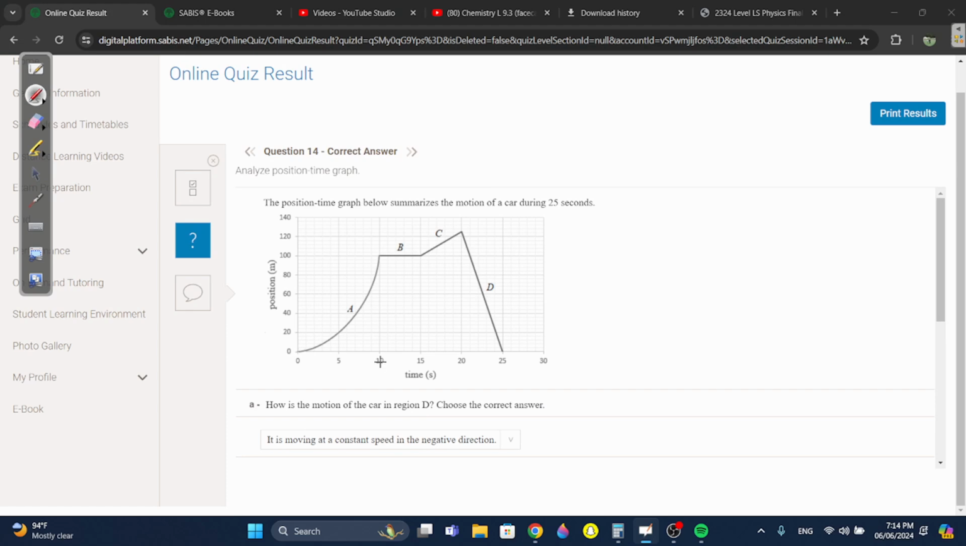Question 14, how is the motion of the car in region D? It's moving at a constant speed in the negative direction. Of course constant because it's a straight line, and negative direction because it's going down.